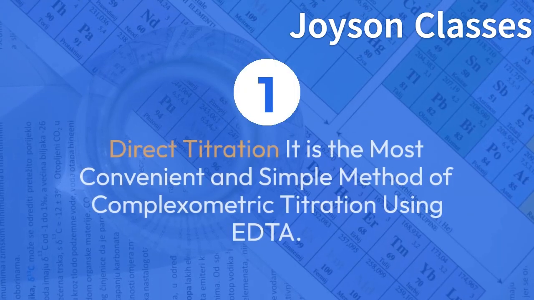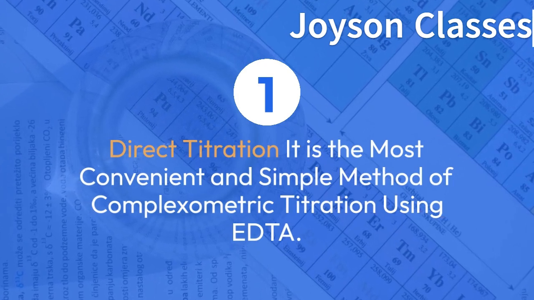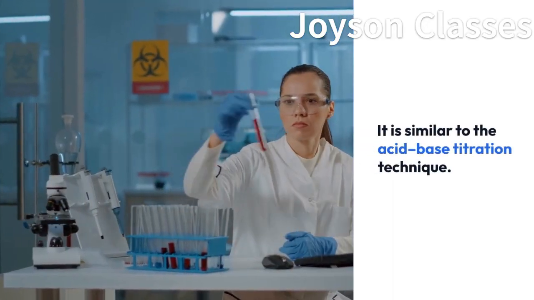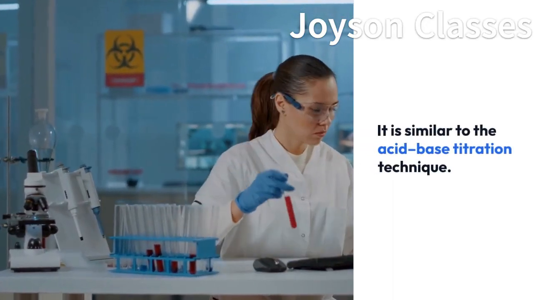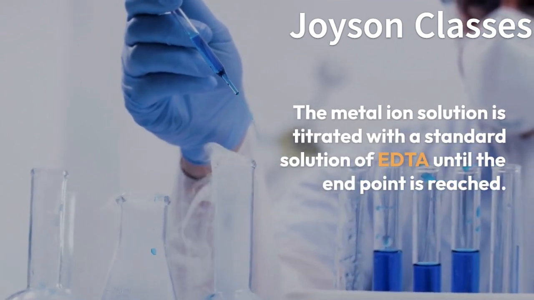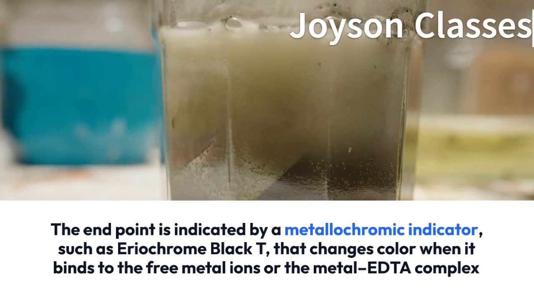1. Direct titration. It is the most convenient and simple method of complexometric titration using EDTA. It is similar to the acid-base titration technique. The metal ion solution is titrated with a standard solution of EDTA until the end point is reached. The end point is indicated by a metallochromic indicator, such as Eriochrome Black T, that changes color when it binds to the free metal ions or the metal-EDTA complex.